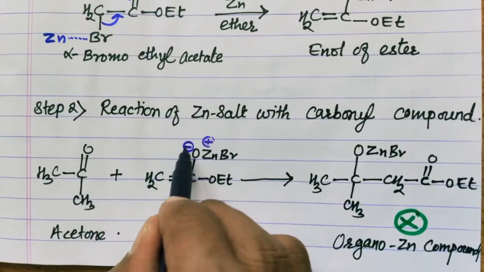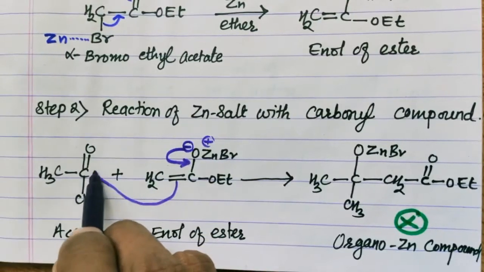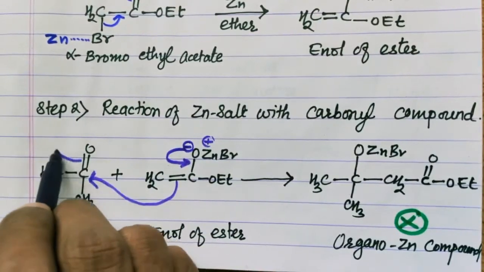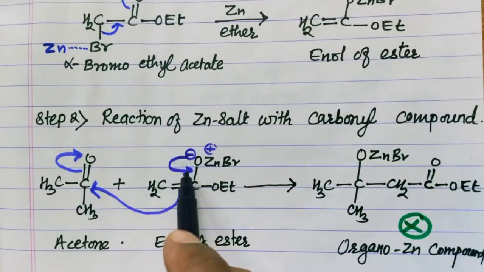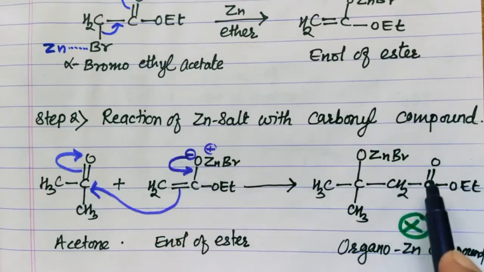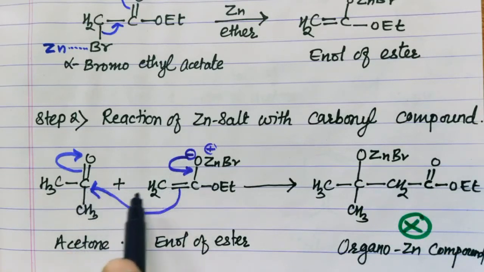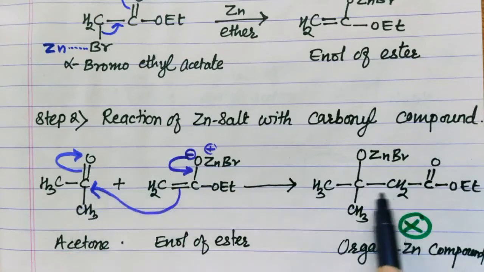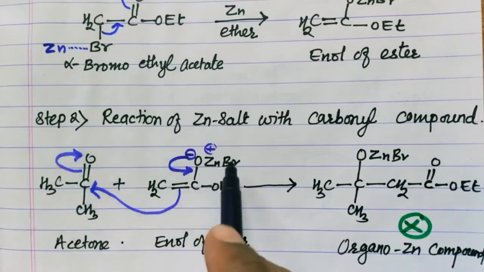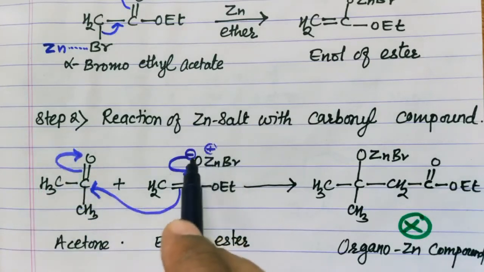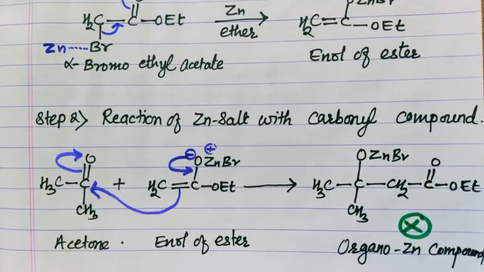So when this negative charge reverts back, enolate attack takes place on carbonyl and this carbon oxygen double bond opens. If you see here, this negative charge reverts back, so there is a formation of double bond, that we have shown here. And this pi electrons attack on this carbonyl, so here is a formation of bond between CH2 and C, that we have shown. And when this carbon oxygen double bond opens, it becomes negative, and this positively charged zinc bromide will attach to this negatively charged species. So we are getting here organo zinc compound.